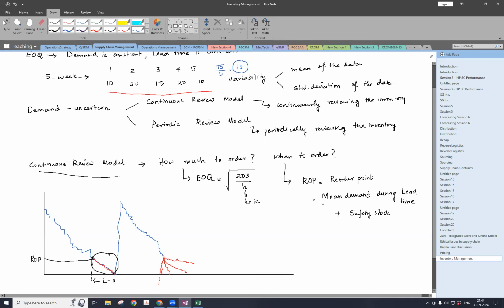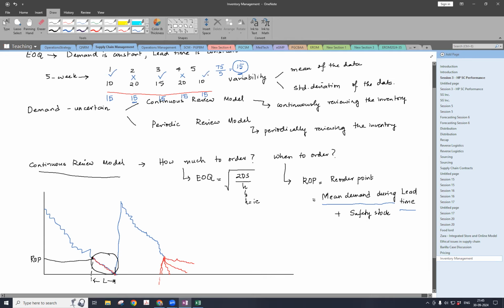And if you look at this aspect, that is mean demand during lead time, I am assuming that my mean demand in this particular case is 15. Now, if I keep an inventory of 15 and I end up having the demand as 10, I'll definitely meet the demand over here. If I keep my inventory at 15 and the demand happens to be 20, I will not be able to meet the demand. Now, in this case, again, I will meet the demand. If I have 20, then I won't. And here again, I will meet the demand.